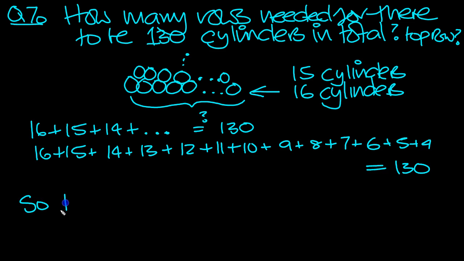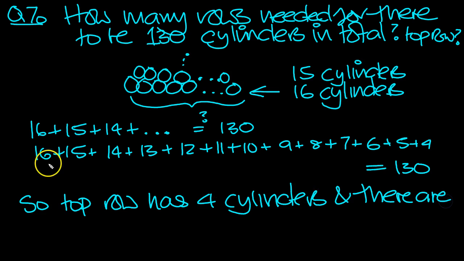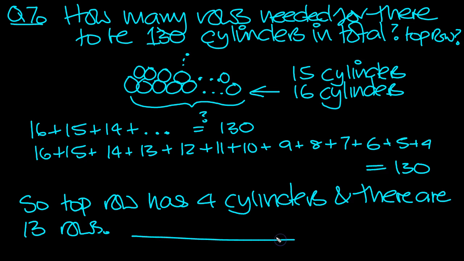So top row has 4 cylinders, and there are how many rows? 1, 2, 3, 4, 5, 6, 7, 8, 9, 10, 11, 12, 13. So there's 13 rows. So that's one way to do it. It's quite a quick and direct method. Because the numbers are small, it's advantageous in some ways to do it that way.